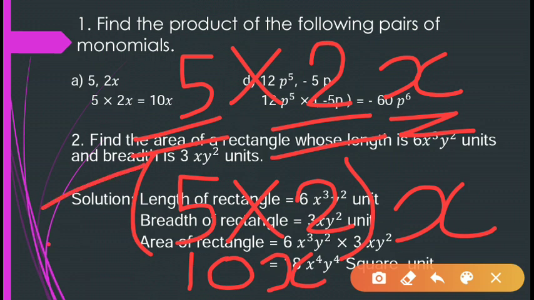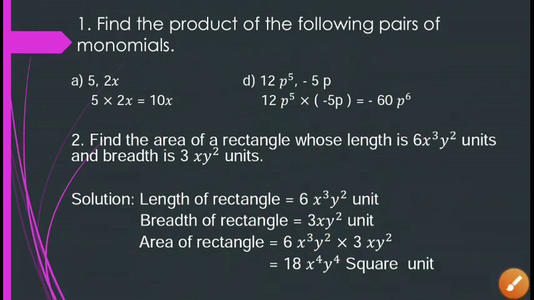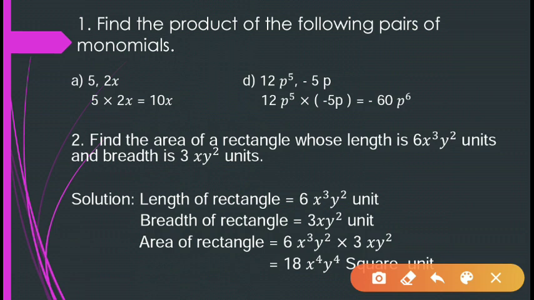If you want to do this question directly, you can also do it. You can remove this step and directly multiply 5 into 2, 10, and then x will be as it is. But if you are a beginner, first of all write the constant terms together, multiply them, and then the variables together. So for this question 10x is your answer.